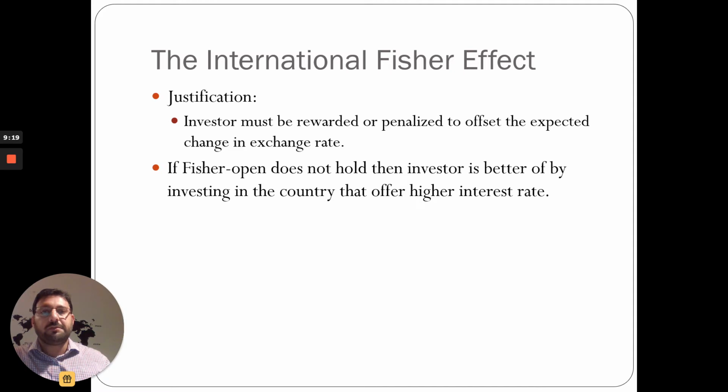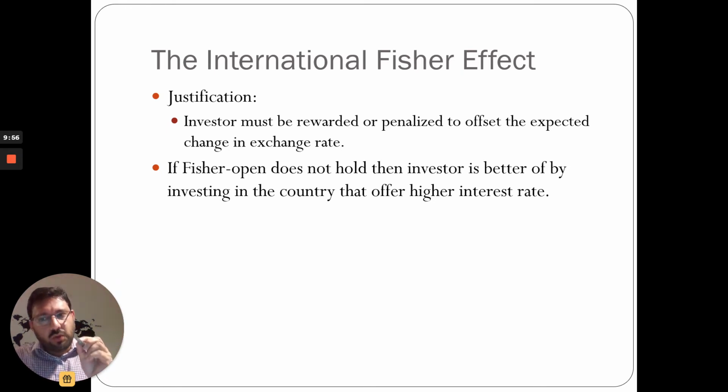For example, if you want to find the spot rate after 6 months, or after 1 year, you can find it with only three variables: the interest rate in one country, the interest rate in the other country, and the spot exchange rate, which is the exchange rate right now. You can find the future spot exchange rate for any particular period.